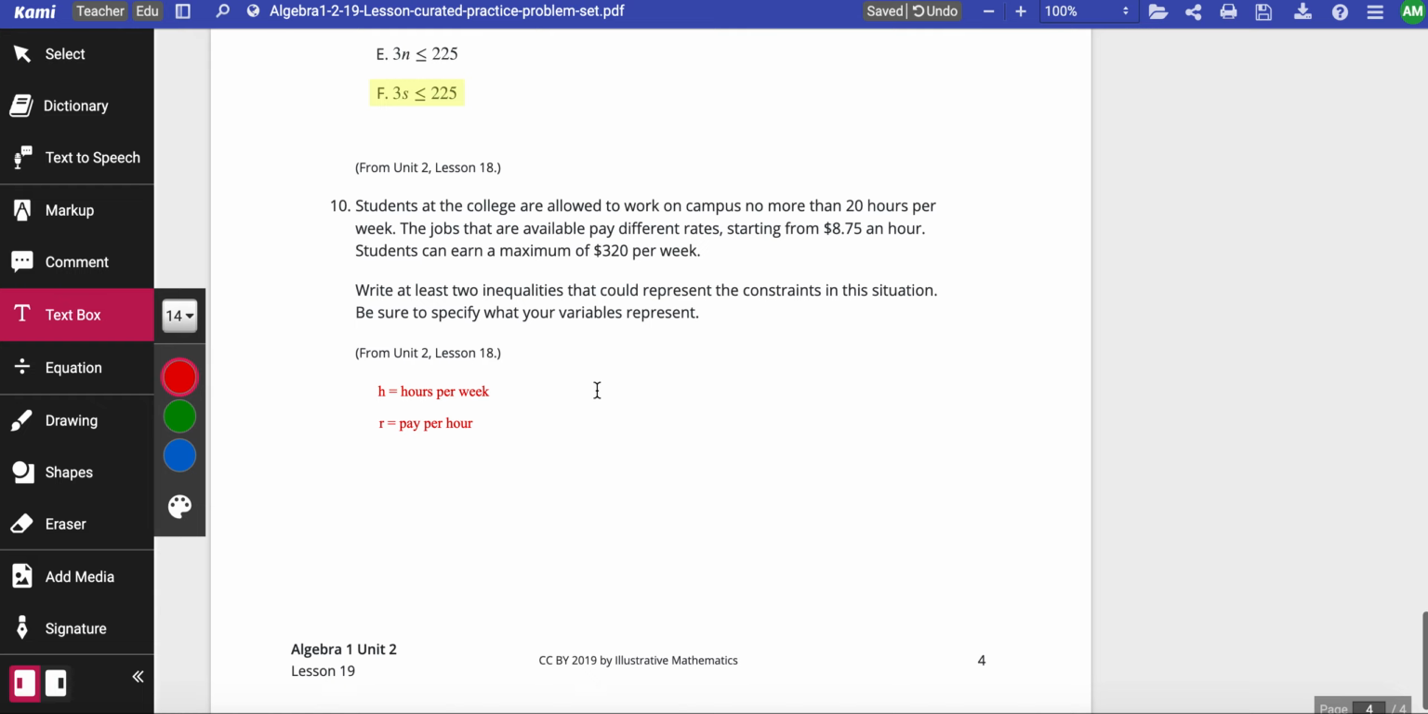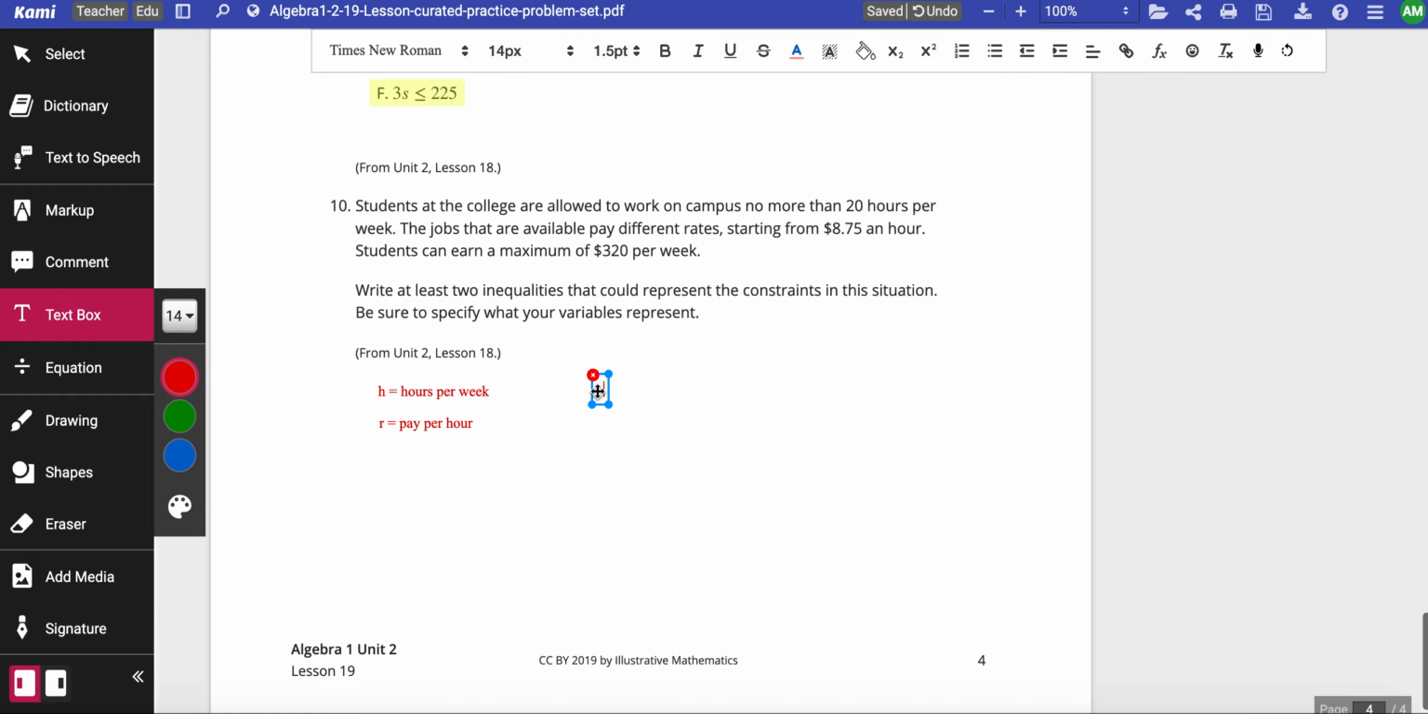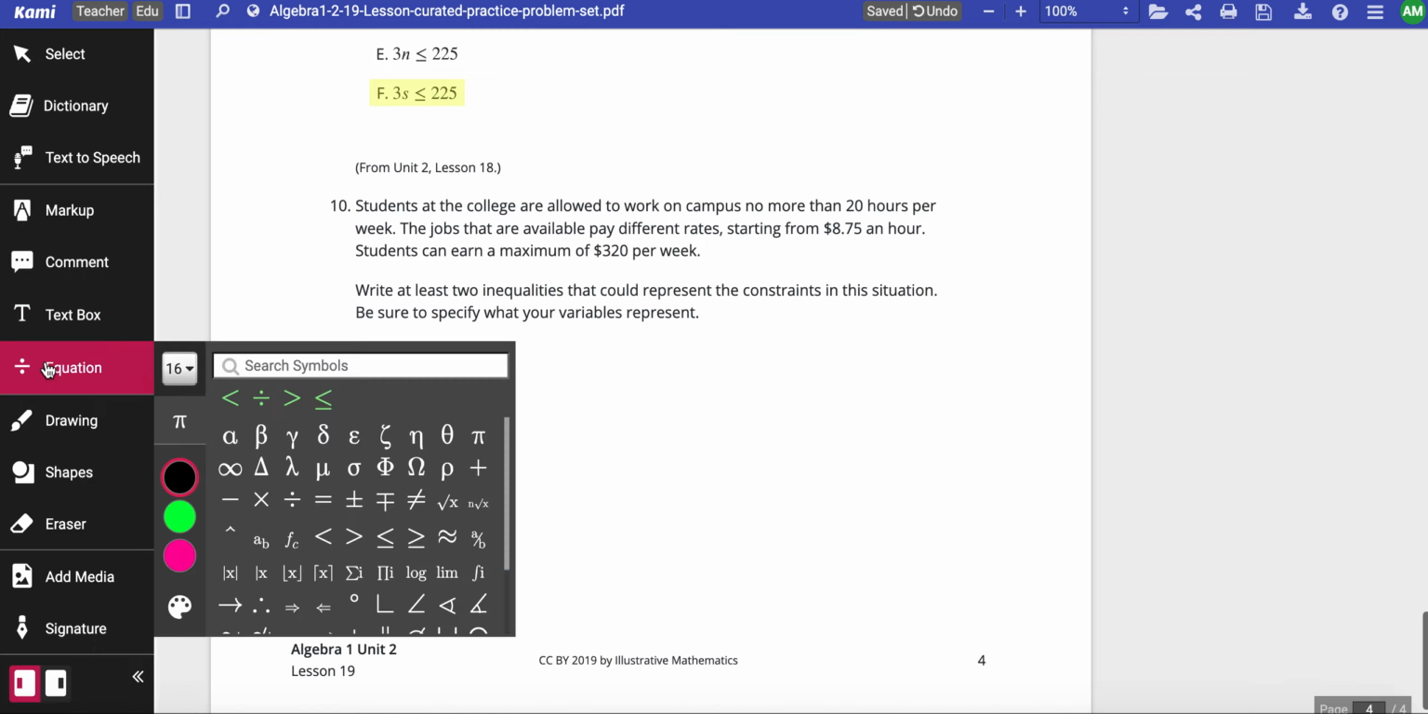All right, so they can work no more than 20 hours a week. So that means they can work 20 hours or they could work less. Let's do an equation box. So I have H is less than or equal to 20 because they can work 20 or less but cannot work more. Now it says the jobs that are available pay different rates starting from $8.75 an hour. Starting from, so R, that means they pay $8.75 an hour, but they could also pay more. So it's greater than or equal to 8.75. So that's 2 inequalities you could have.